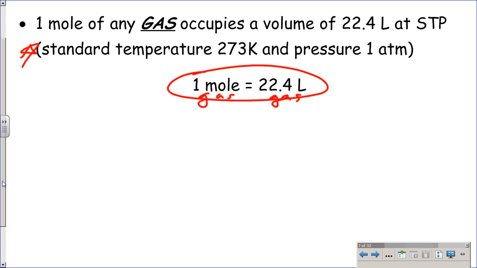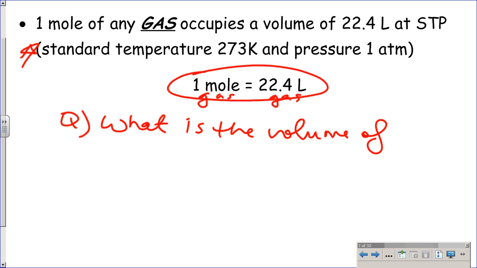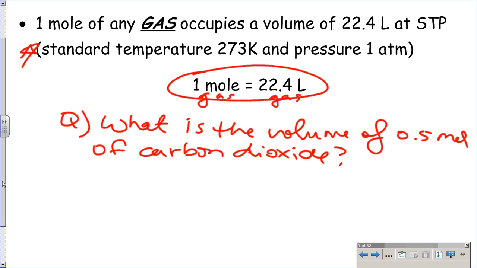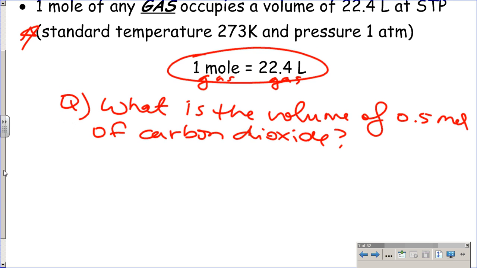So let's do, okay, my question is, what is the volume of 0.5 moles of carbon dioxide? So I'm going to give you a method on how to solve every problem. Please, please, please stick with it. Write it down. That way I can give you partial credit so I can actually understand what you're doing, okay?